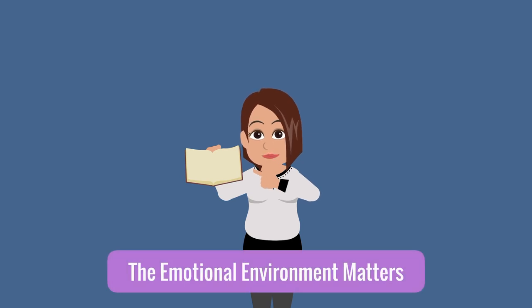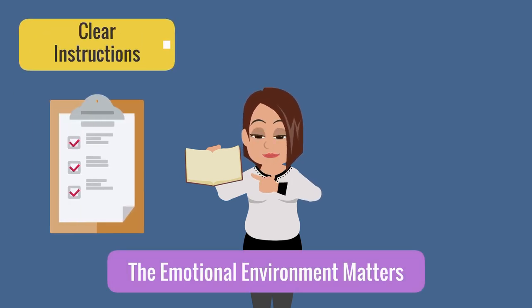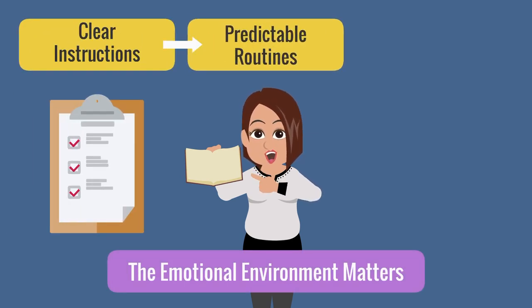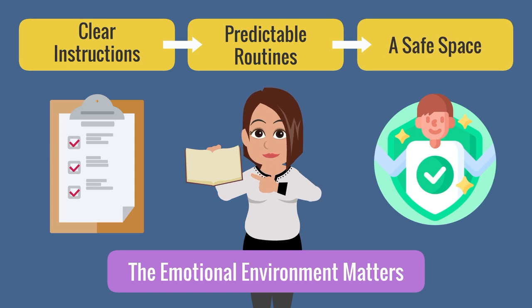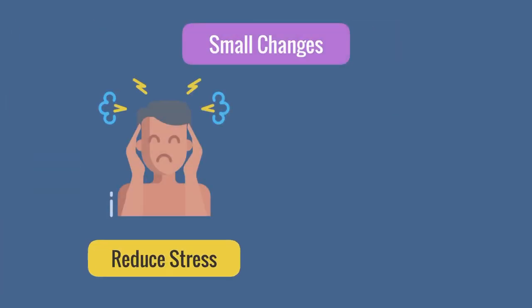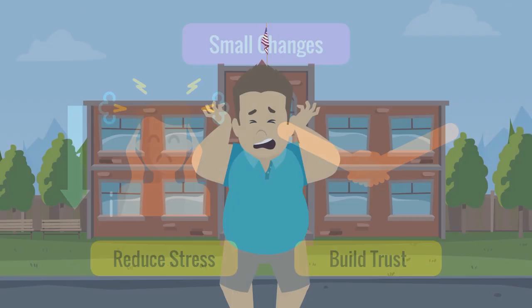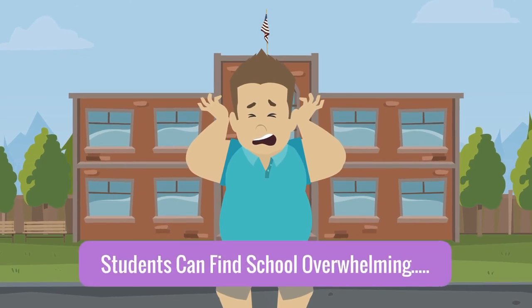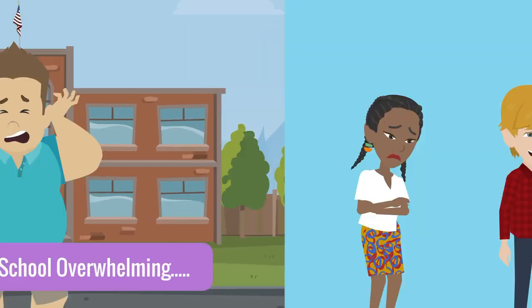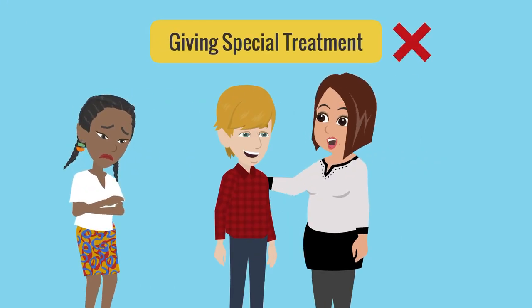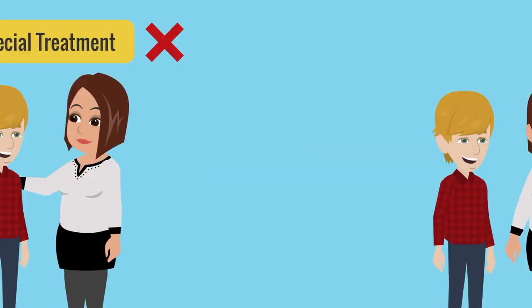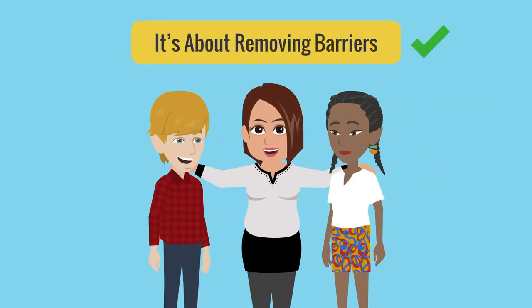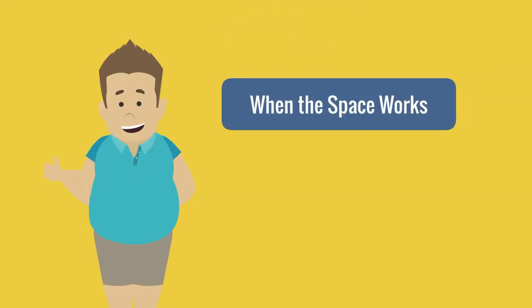Emotional environment matters too. Clear instructions, predictable routines, a safe space to ask for help. These things reduce stress and build trust, especially for students who find school overwhelming. Differentiating environment isn't about giving special treatment. It's about removing barriers so everyone has a fair chance to learn. Because when the space works for them, learning flows.